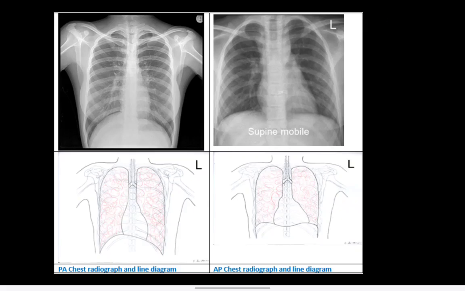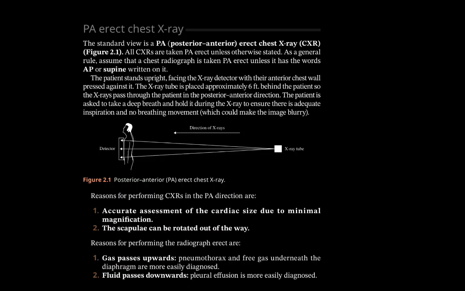The other difference is also in the inspiration: while the patient stands up, the maximum field of the lung is expanded, but less in supine or AP chest radiograph. Another difference between the two. Now move to the next. So here we have finished the PA erect chest X-ray. Then let's move to the other views.